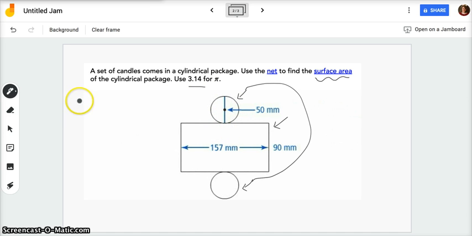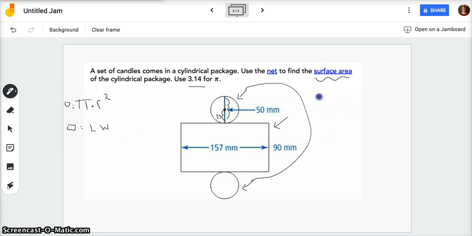Remember, the area of a circle is pi times radius squared. That means radius times radius. And the area of the rectangle, we'll just draw a circle here. The area of the rectangle is just length times width. All right, so here we have pi times radius squared. We have the diameter is 50. We only need half of the diameter, so half of the diameter is going to be 25.